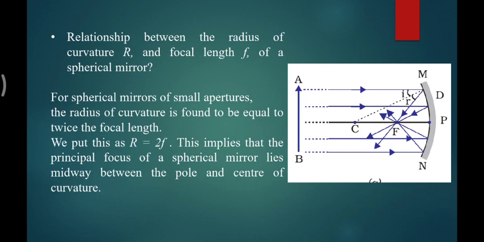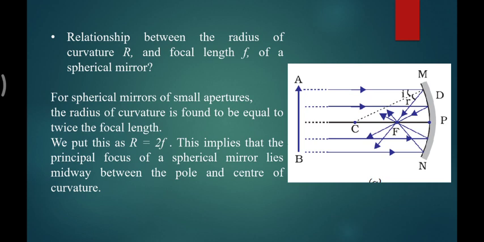Last, and very important from the exam point of view, they ask you to define the relationship between R and F. What is R? As we saw, the radius of curvature. What is F? The focal length. In the figure you can also see the distance between P and F is the focal length, and the distance between P and C is the radius of curvature. It looks like PC is double PF.